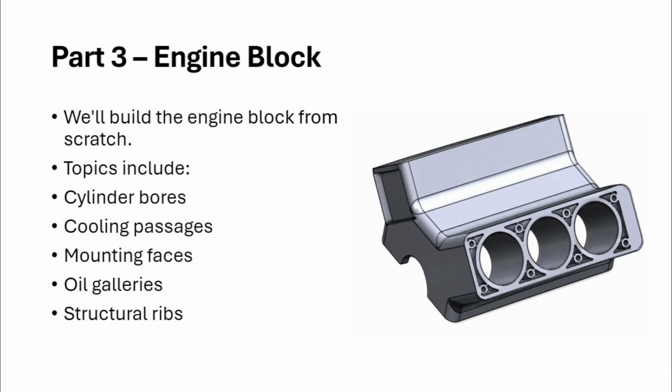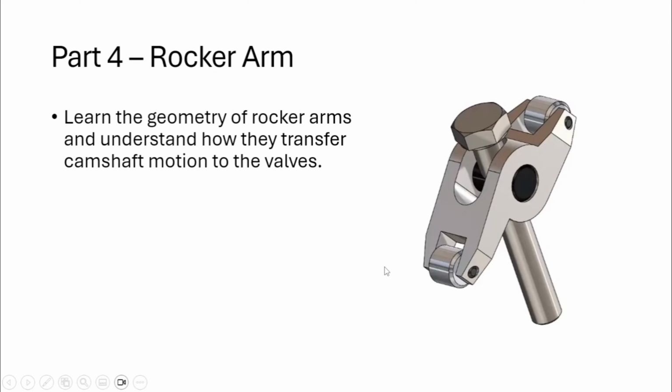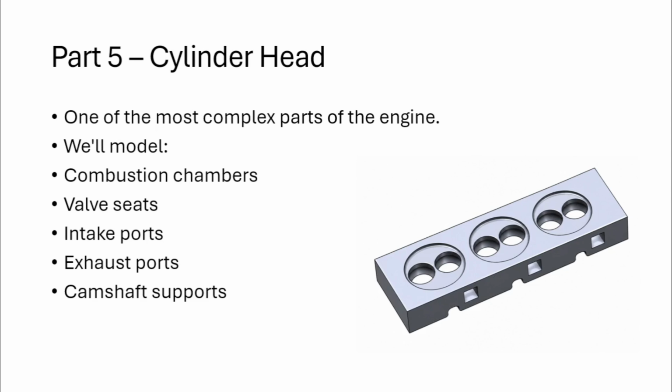Next is the engine block. We shall build the engine block from scratch. Here we can create the cylinder bores, cooling passages, mounting faces, oil galleries and structural ribs. Next will be the rocker arm, where we can learn the geometry of the rocker arm and understand how it transfers camshaft motion to the valves.